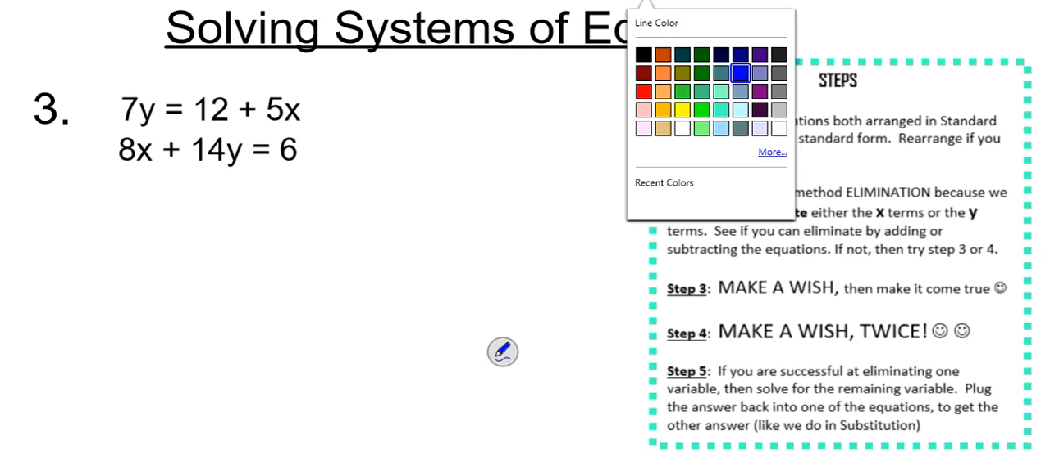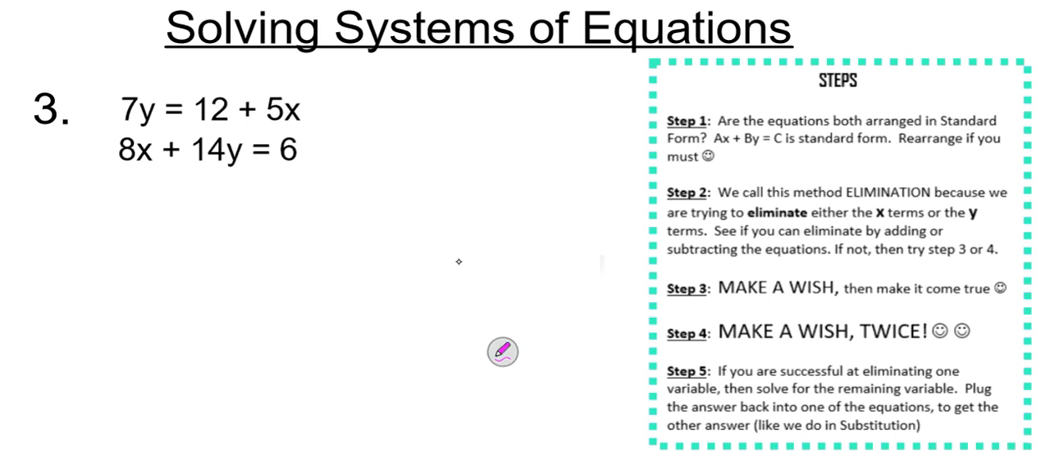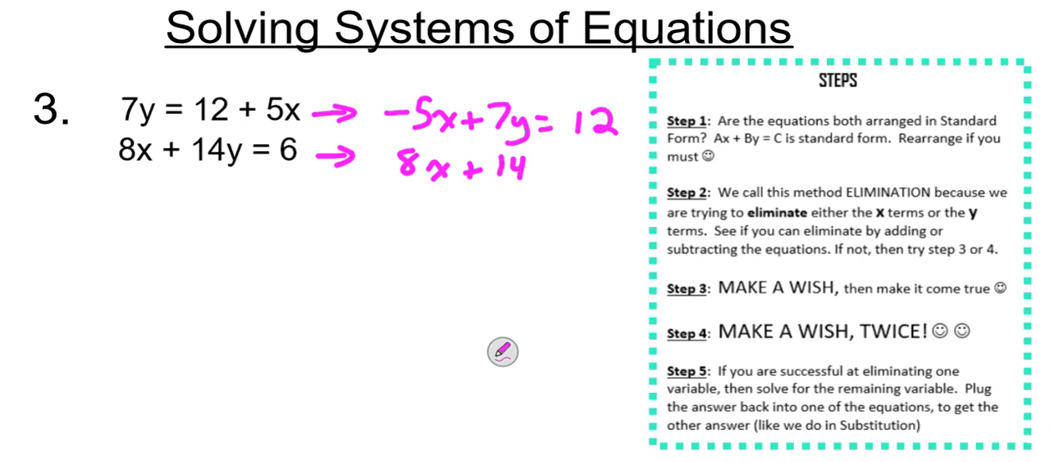Let's switch it up. Let's get a hot pink, or kind of like a magenta. That sounds good. Let's go ahead and take that first equation and bring that 5x to the other side. We're going to do that by subtracting 5x from both sides, right? So it's gone from the right side and it appears on the left side. Now we have both equations in standard form. So that would be the first thing you're going to have to do sometimes.